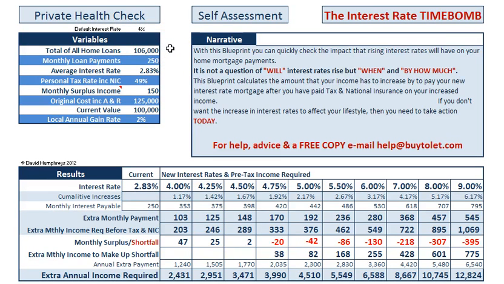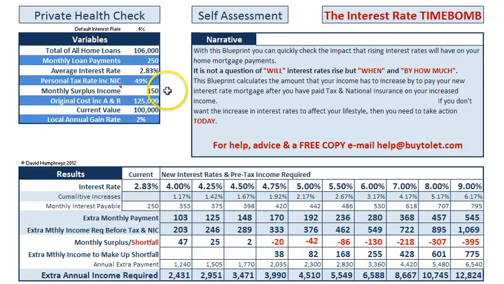Anyway, let's look at the variables that you can play with in this example. First variable is total of all home loans, and this would include any loans taken out for the purposes of your buy-to-let business. Your monthly loan payments, and once again the average interest rate is an auto-calc. Your personal tax rate. Now you need to remember, this includes NIC by the way, that on top of your tax rate of, let's say, 40%, as a self-employed person you could be incurring 9% NIC, so your actual tax rate in reality is 49%.